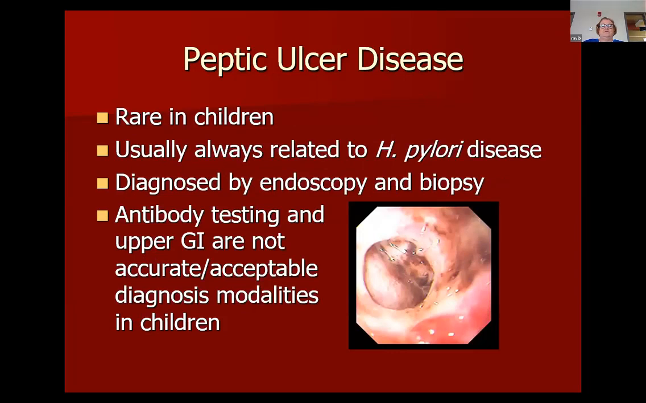Pyloric peptic ulcer disease, very rare in children, but can happen. It's almost always related to H. pylori, which of course we can do a blood test for nowadays. But it's also diagnosed by endoscopy and biopsy.